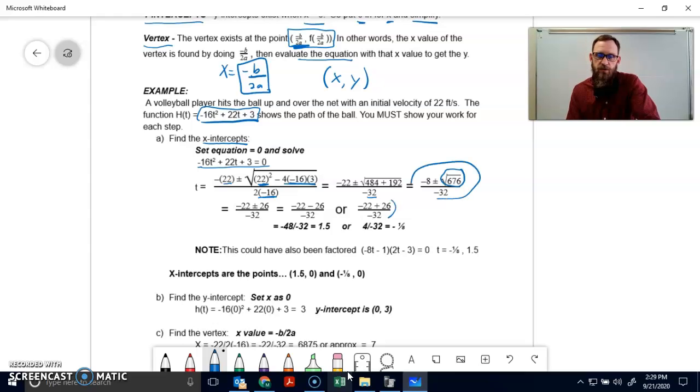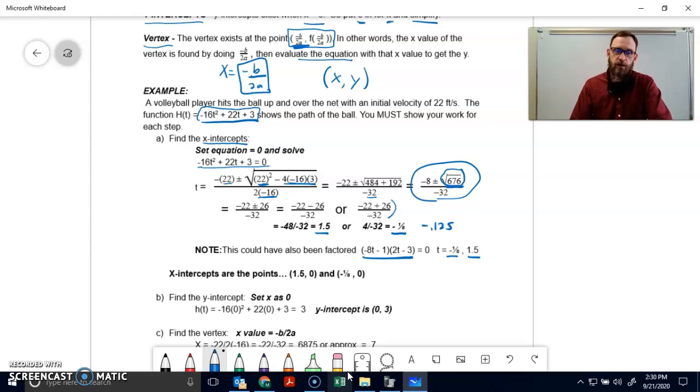But when you put this into your calculator to get those, it should come out pretty even at 1.5 and really negative 1/8, or negative 0.125, which is 1/8. The fact that this came out as a perfect square tells me that this could have been factored. Here are the factors you would have used, and you would have gotten negative 1/8 and 1.5, the same answer that we got from quadratic formula. So those are my two x-intercepts.